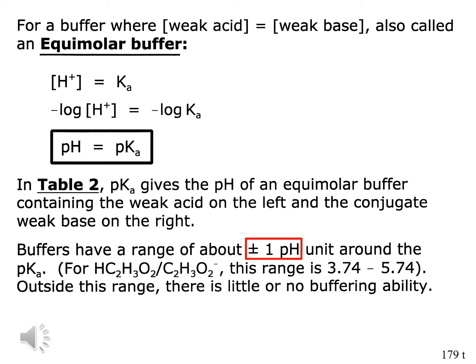For example, for an acetate acetic acid buffer, you can make a buffer anywhere in the range of 3.74 to 5.74. So if you want to make a buffer of pH 4.5 or 5, this is the perfect buffer for it. But if you want to try to make a buffer of pH 8, it's not going to work, because in order to be an effective buffer, the pH that you want has to be within that range.